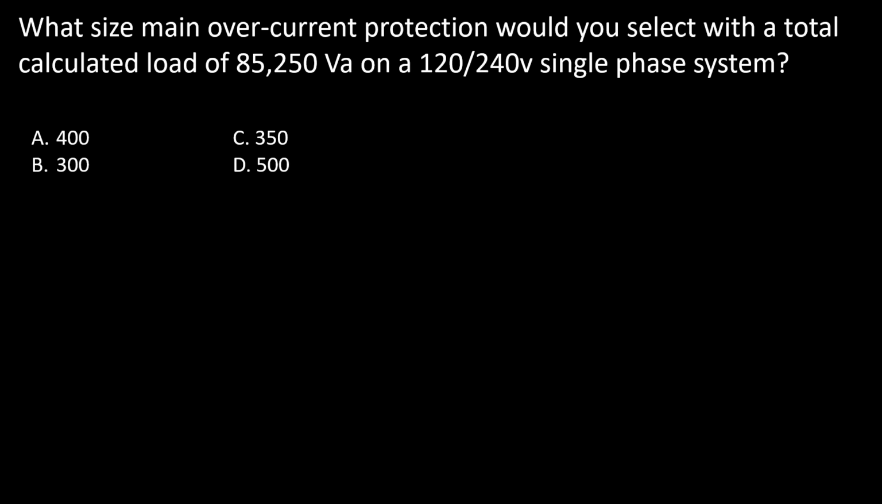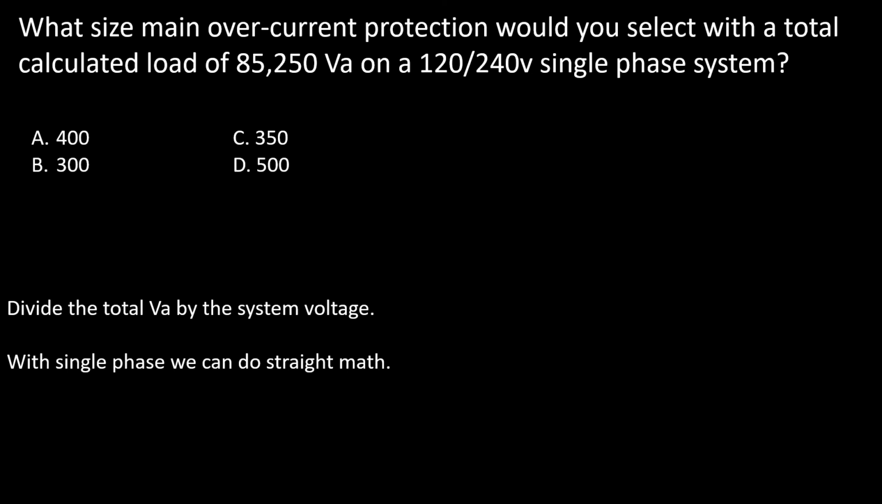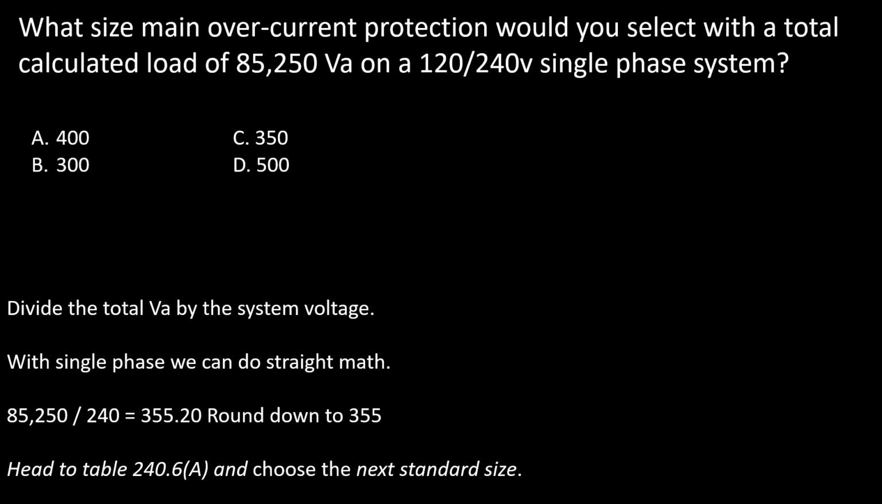What size main overcurrent protection would you select for a total calculated load of 85,250 VA on a 120/240 volt single phase system? So we're going to divide the total VA by the system voltage. And with single phase we can do straight math. So we take our total VA, we divide it by 240. That's going to give us approximately 355 amps. We're going to round down, and we're going to head to table 240.6A and choose the next standard size. And we'll select A. Great job.